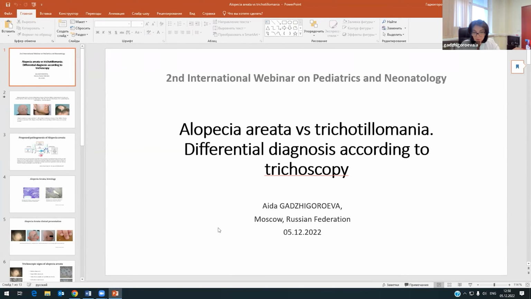Its clinical picture is similar to trichotillomania, or TTM. Thus, it leads to incorrect diagnosis and management. I would like to provide major differential diagnosis signs for these related forms of alopecia and describe in detail the trichoscopic features of alopecia areata and trichotillomania.